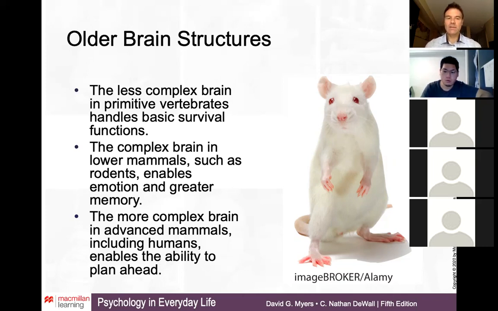So more complex brains in advanced mammals, which include humans, enable the ability to plan ahead. But that probably is not the case with rodents or lower mammals, although rodents like mice and rats are quite intelligent. So the complex brain in lower mammals, such as rodents, enables emotion and greater memory. The less complex brain in primitive vertebrates handles basic survival functions that are identical to human functions.